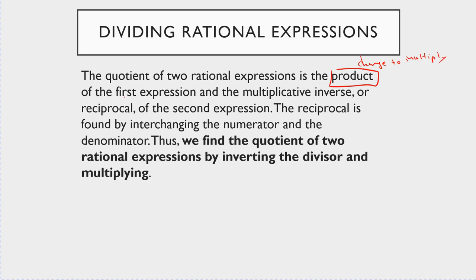So it's going to be the product of the first expression. So you leave the first expression and the multiplicative inverse or reciprocal of the second expression. Okay, so if you have A over B divided by C over D, the reciprocal is found by interchanging the numerator and the denominator. So we find the quotient of two rational expressions by inverting the divisor and multiplying. So I use this saying when you have the division of two fractions: keep, change, flip.